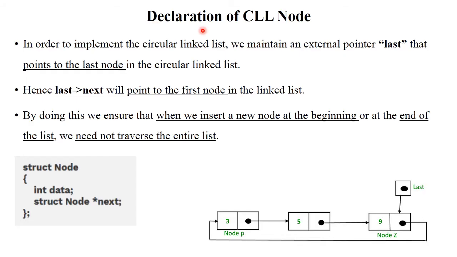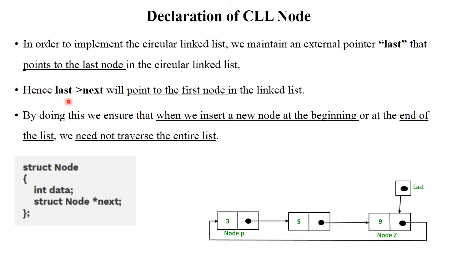Okay, so the first point is declaration of a circular linked list node. In order to implement a circular linked list, we maintain an external pointer which is called last. So last points to the last node in the circular linked list. See here, this is the structure of circular linked list. The first node is connected to the second node, which is connected to the last node, and the last node again points to the first node, right? So in a circular linked list, the end of the list is denoted by the last pointer.